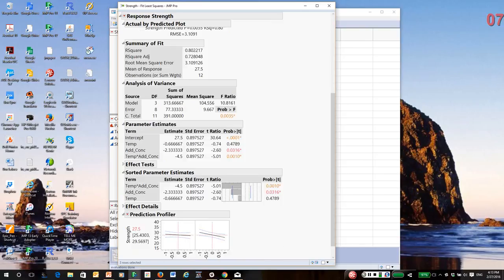So we have our typical ANOVA table. We've studied these significantly. Notice the 8 degrees of freedom for error. That comes from the three replicates at each of the four settings. So there's 2 degrees of freedom in each group of replicates to estimate experimental error. The mean square error is 9.67 psi squared.